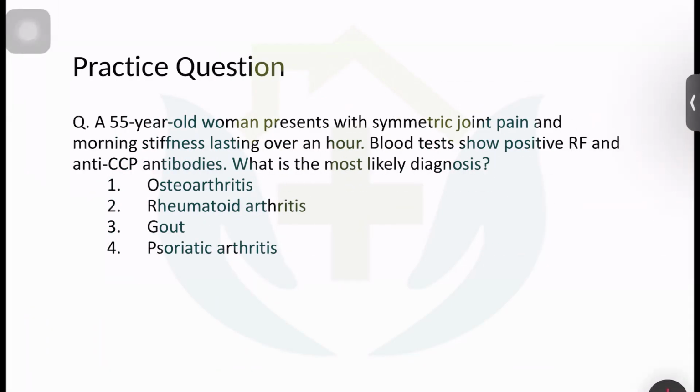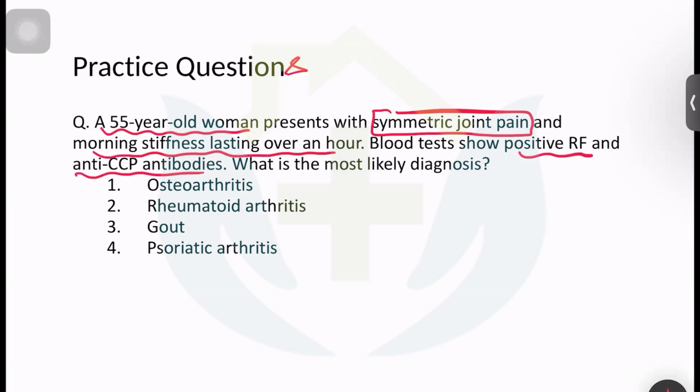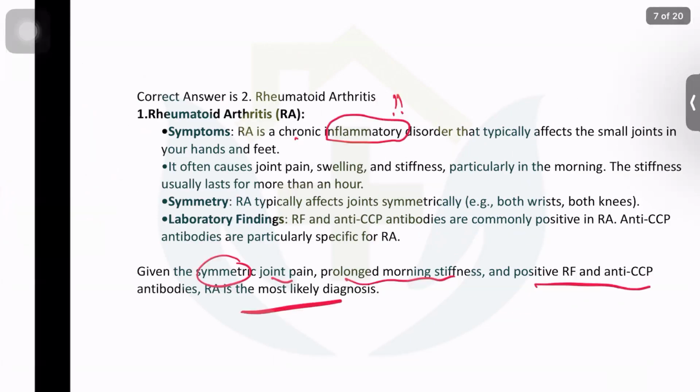Now we come to the practice questions. A 55-year-old woman presents with symmetric joint pain, morning stiffness lasting over an hour. Blood test shows positive rheumatoid factor and anti-CCP antibodies. What is the likely diagnosis? Easy. Cakewalk. Rheumatoid arthritis.